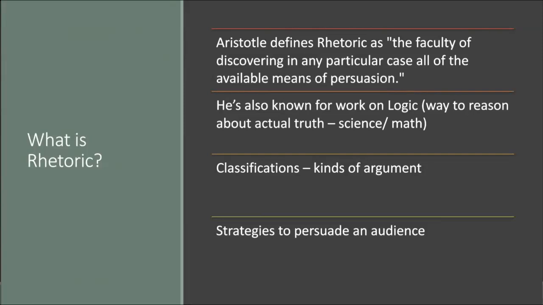So he defines rhetoric as the faculty of discovering in any particular case all of the available means of persuasion. That's rhetoric, and that's when you're reasoning about probable truth, like maybe there are different paths you could take. He also published a work on logic, which is his way to reason about actual truth, like things about science and math and whether or not things follow logically. You use logic in rhetoric, but it's not the only thing you use.